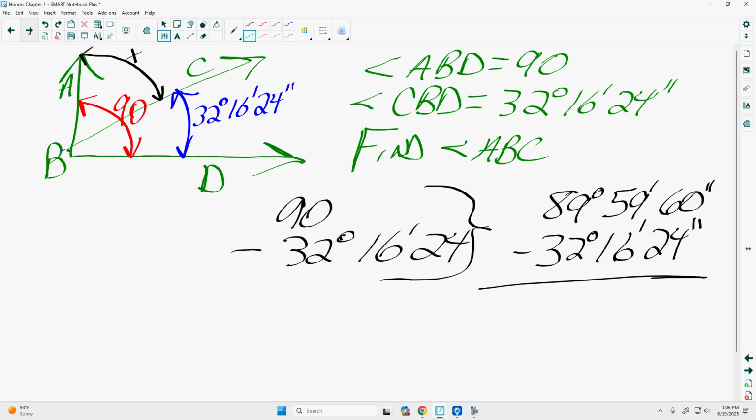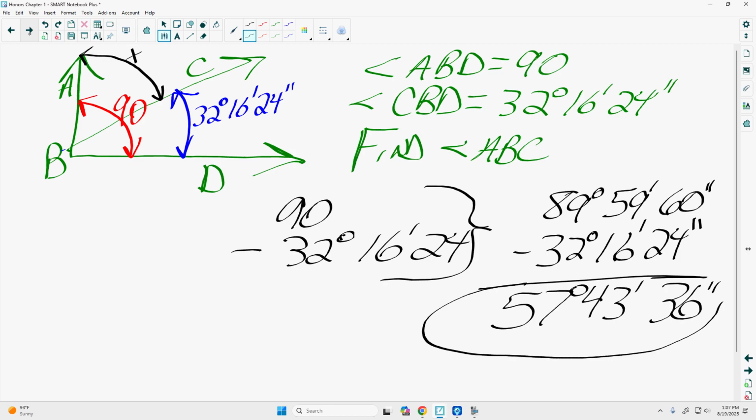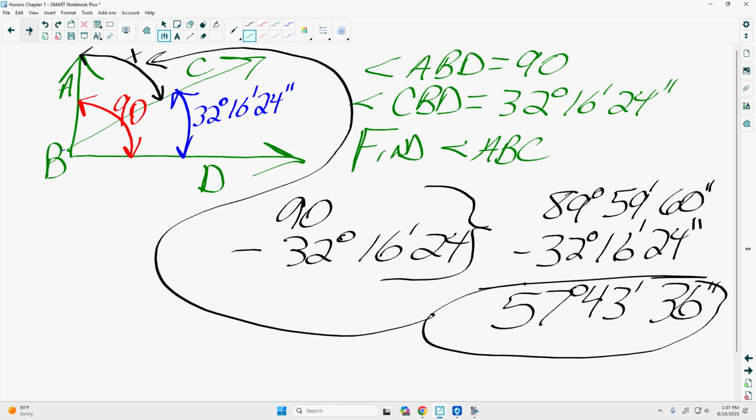So 60 minus 24 is 36. 59 minus 16 is 43. And then that's going to be a 57. So that angle goes right there. And if I were to add the black answer plus the blue answer, I would get 90. I really would. Okay, one last thing, I promise.